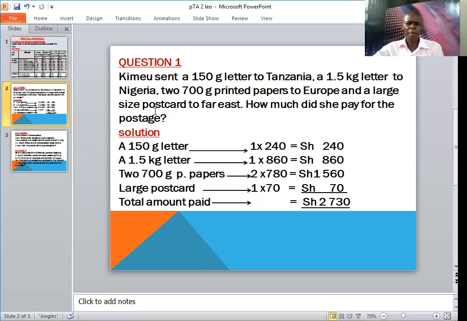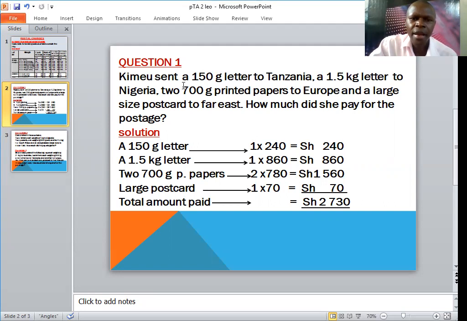Now, let's go back to our question here. It is good as a learner, you identify all the articles being sent. Two, you need also to be very much keen with the destination where these articles are sent to. This one is just simple. We normally say as simple as A, B, C, D. Is it that way? Fine. So this is how we are going to do it. The question is here.